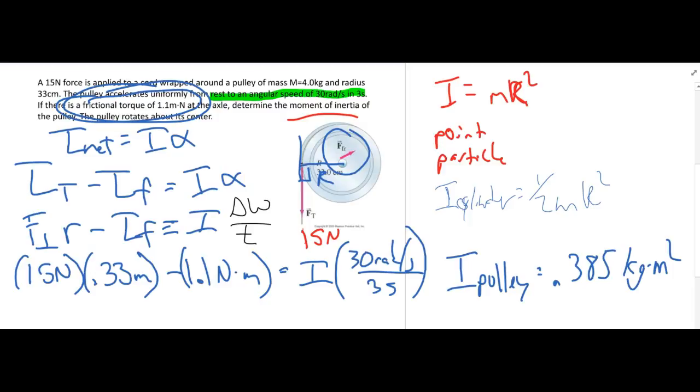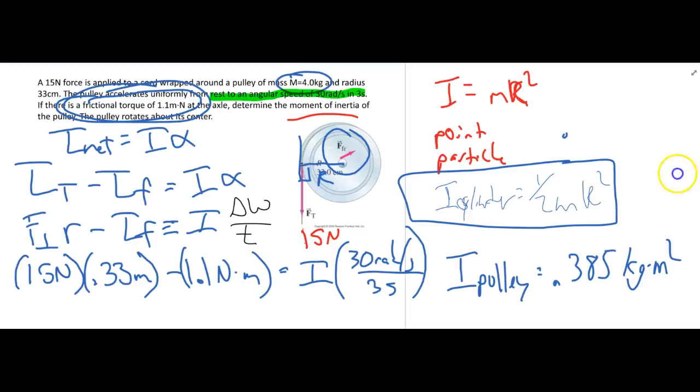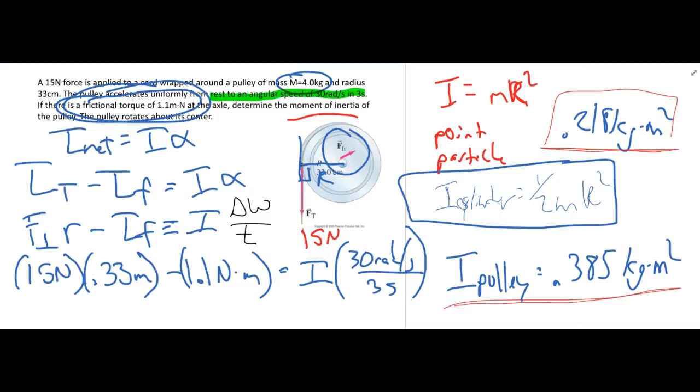Well, how could I test out if this is right, or any idea? Well, it's kind of cool. We could actually look at I of the cylinder. If I plug in my same numbers, my mass of 4 kilograms and radius of 0.33 meters, I end up with 0.218 kilograms times meters squared. So let's compare. This number is when it is a solid cylinder. Now the pulley here has a greater moment of inertia.